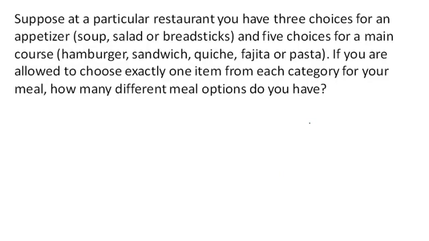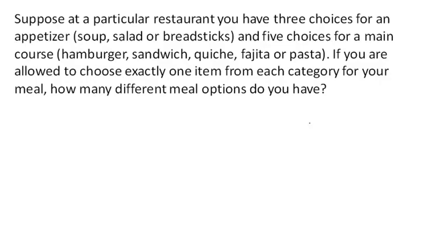So now we're going to talk about counting for a while. And you're probably thinking, counting? I don't know how to count. But we're going to talk about counting really large amounts of stuff. So here's an example. Suppose at a restaurant, you have 3 choices of appetizer and 5 choices for a main course, and you're allowed to choose exactly 1 from each category. How many different meal options do you have?